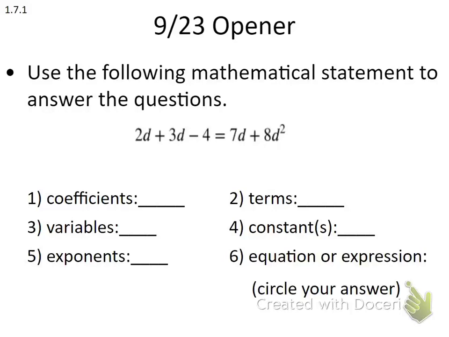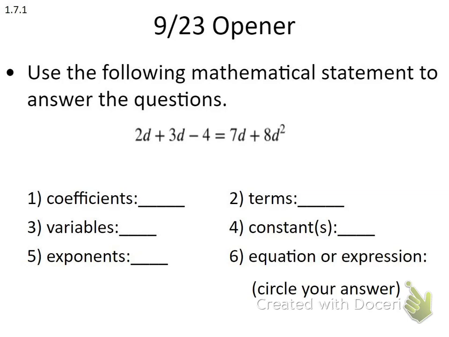Okay, so on Thursday, you guys are going to be taking a test over Unit 5 so we can move on to the next unit. So the openers this week are going to cover review starting back from one of our very first lessons that we did together as a class. It is identifying coefficients, terms, variables, constants, exponents, and then equation or expression. So we're going to use the following mathematical statement to answer the following question.